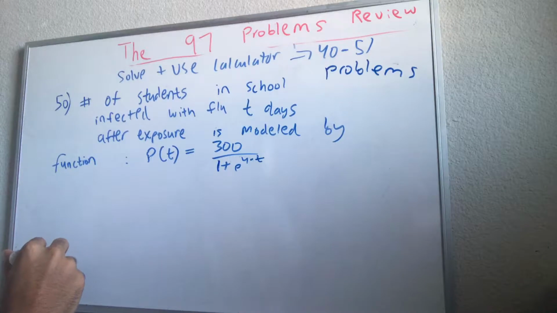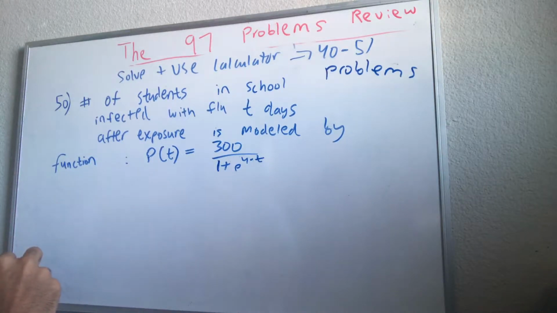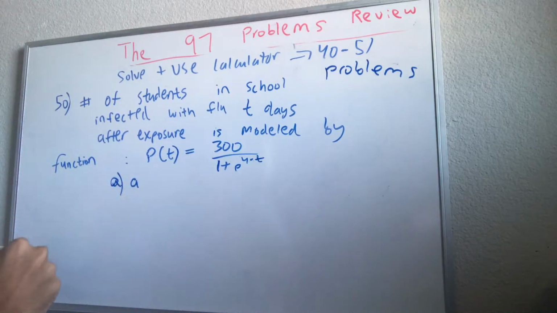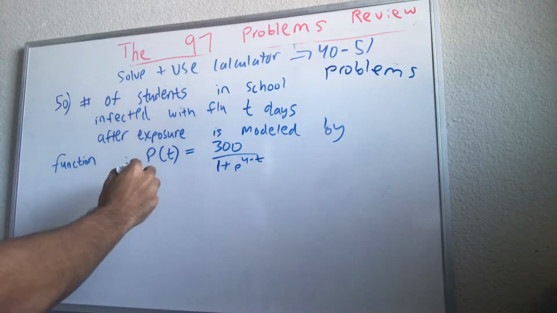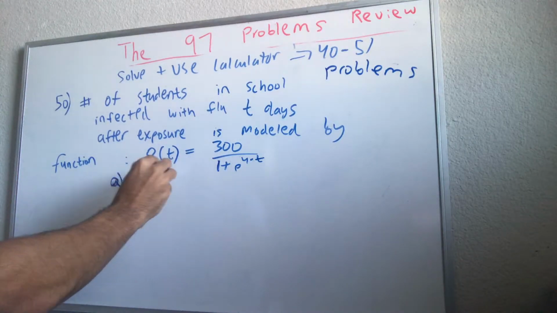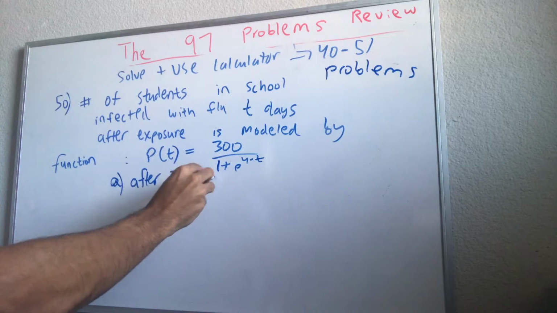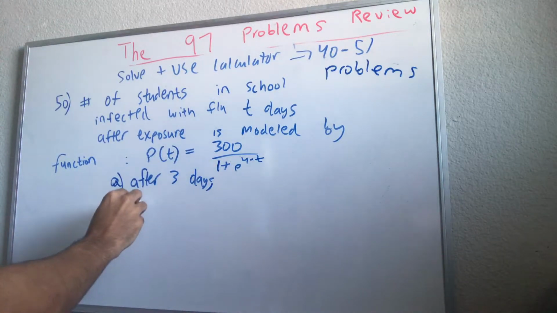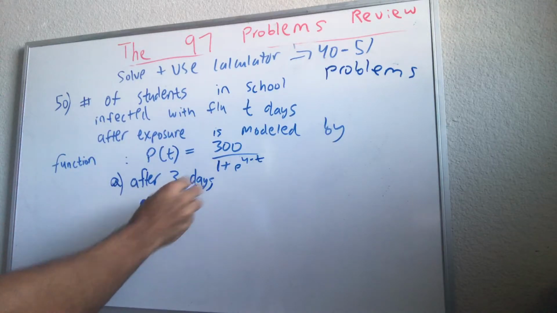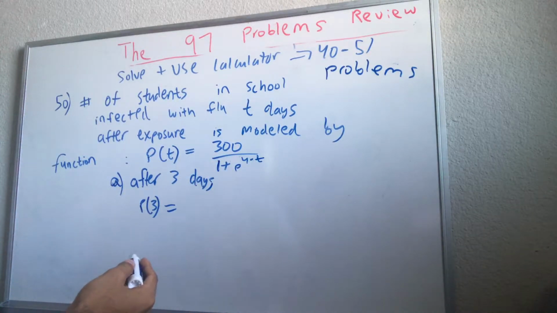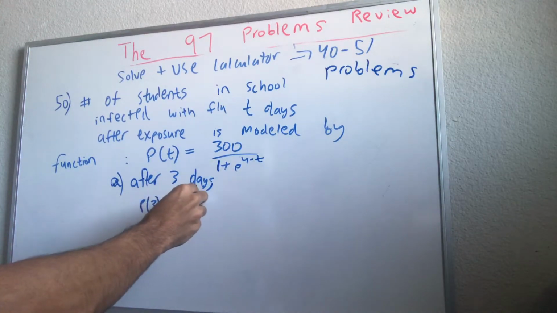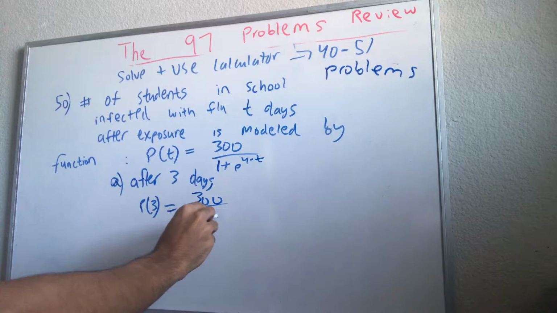Now part A states: how many students were infected after 3 days? So we're trying to find the number of students who were infected after 3 days. Really what we're doing is putting 3 into this equation. So we have P of 3, right? That is equal to 300 divided by 1 plus e to the power of 1, obviously, because 4 minus 3 is 1. So we're left with 300 divided by 1 plus e.